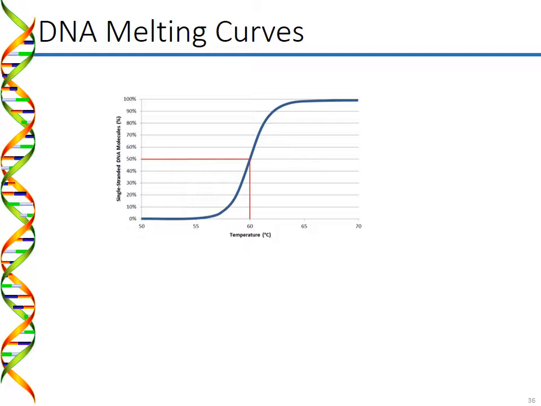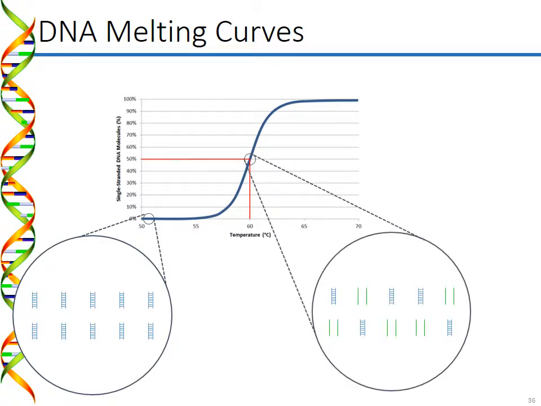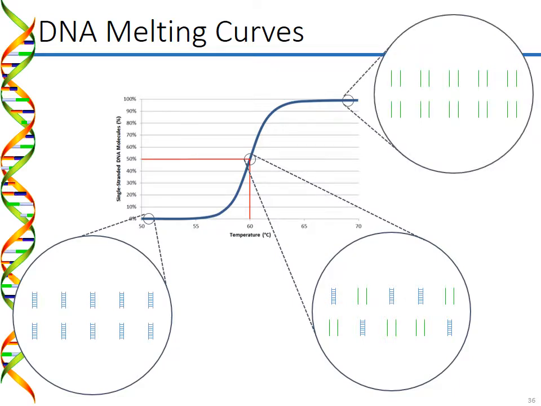So taking a closer look at this graph, as I said, at the low end of the graph, we have essentially all the DNA molecules in their double-stranded formation. At the Tm, we have half of them, 50%, in their single-stranded formation. And at the higher end, we have nearly all the DNA molecules in their single-stranded formations.